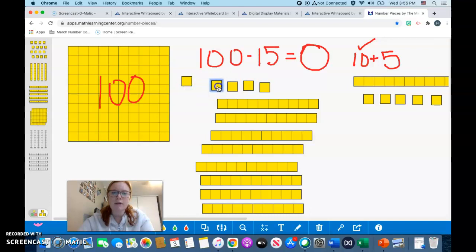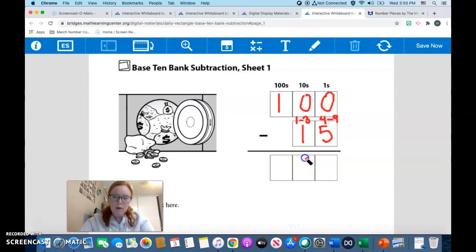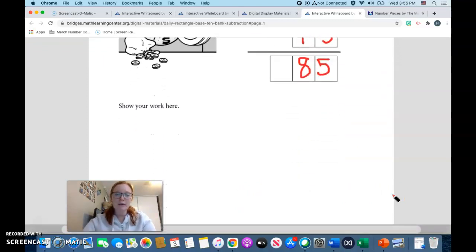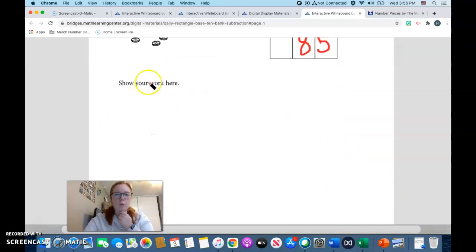So let's count now our total. I'm going to start with the tens and go to the ones. 10, 20, 30, 40, 50, 60, 70, 80, 81, 82, 83, 84, 85. Wow, I still have $85 left in my checking account. That is awesome. So now, down here, it says show your work.